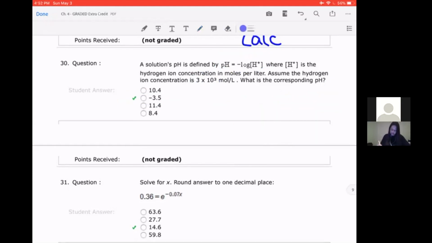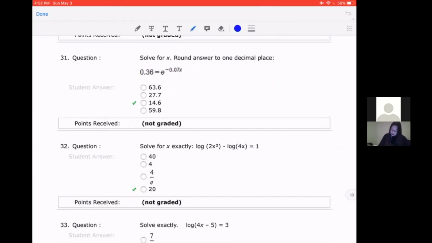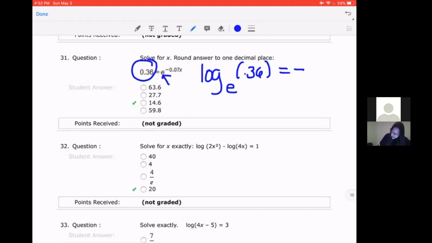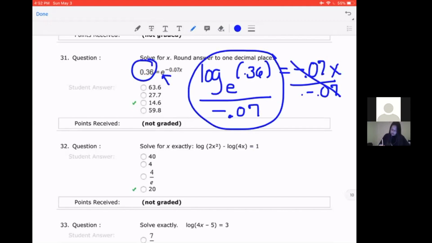All right. For question number 31, solving for x, whenever you have x in the exponent, you have to rewrite it into log form, right? That's the whole point of doing log this chapter, to solve when there's an exponent. So I'm going to do log base e, whatever's the base of the exponent becomes the base of the log, of 0.36 equals negative 0.07x. So to get x alone, divide both sides by negative 0.07. So divide this whole thing by negative 0.07. So all of this you can just put right into the calculator. Okay, guys, and you get 14.6.